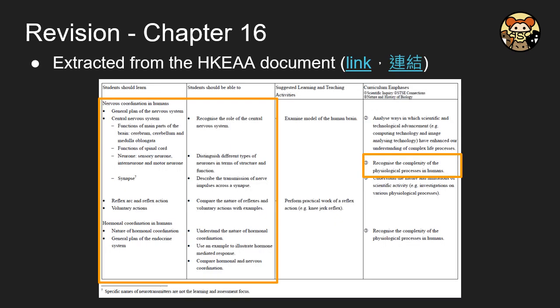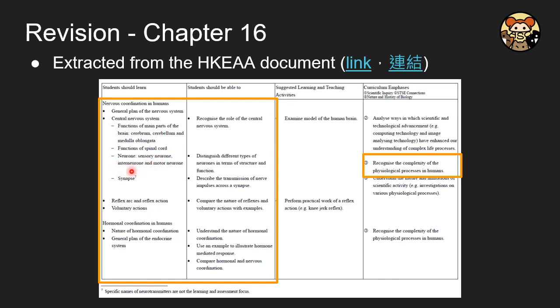So here is an extract from the HKDSE document. You should bear in mind what a nervous system is, and that it contains the CNS and also the PNS. The CNS contains the cerebrum and also the medulla oblongata. And the function of the spinal cord is to relay the signal between the brain and the other body parts. The basic structure is the neuron, and you have to understand the neuron.